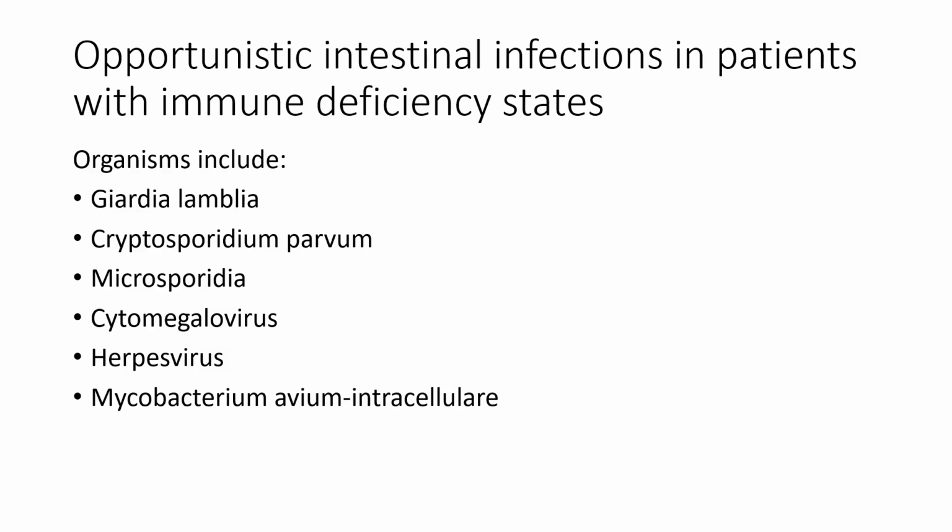Patients with immune deficiency, such as AIDS patients, are at increased risk of developing opportunistic intestinal infections. These infections include infection with Giardia, Cryptosporidium, Microsporidium, CMV, herpes virus, and Mycobacterium avium intracellulare.